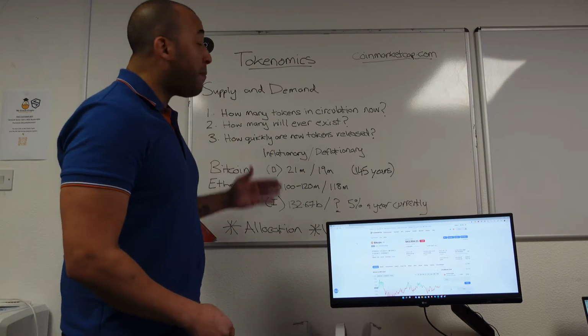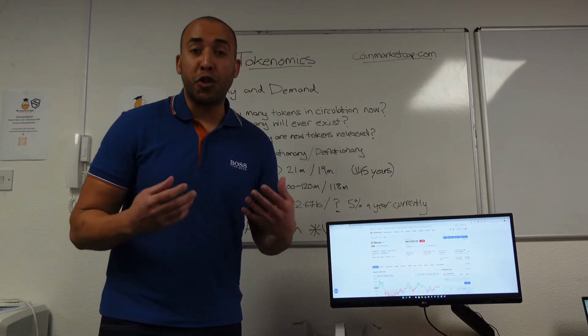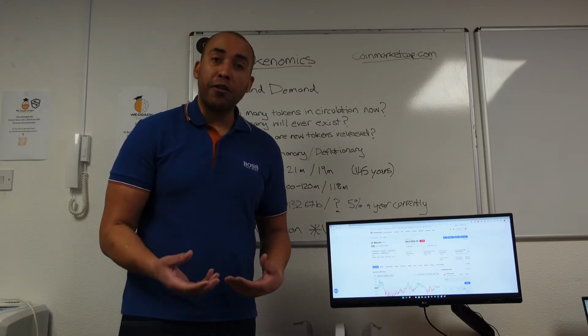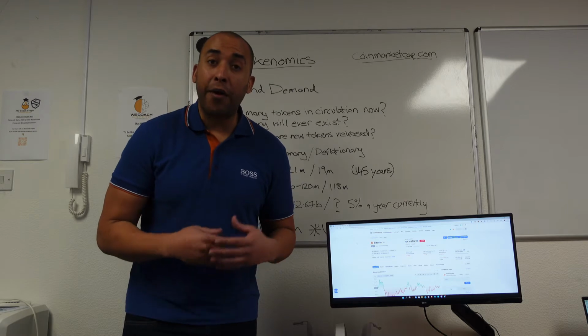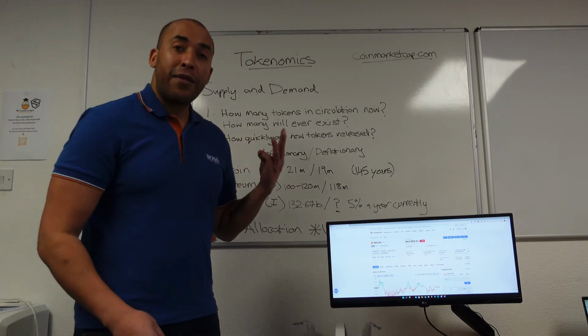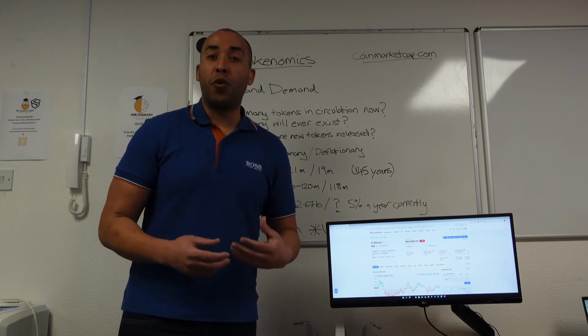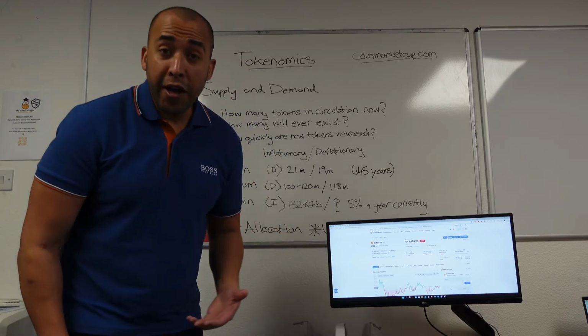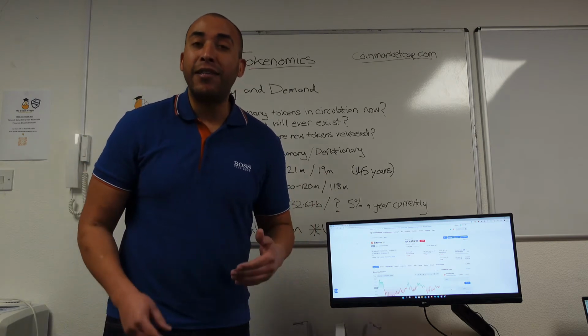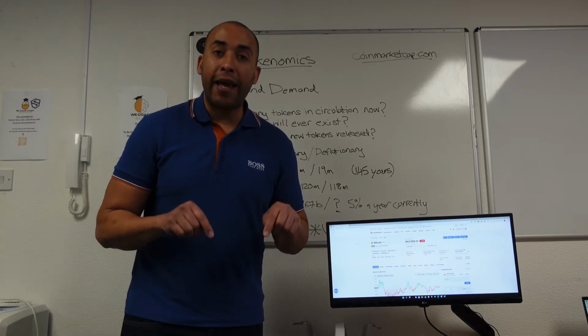Now, simply, tokenomics comes down to supply and demand. Now, I'm going to be talking to you about the supply side, and I'll do another video about the demand. So with supply, there's three things that you want to make sure that you're looking at. So the first thing is how many tokens are in circulation right now.